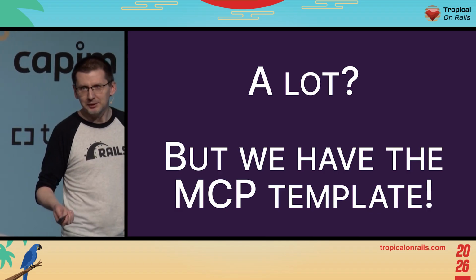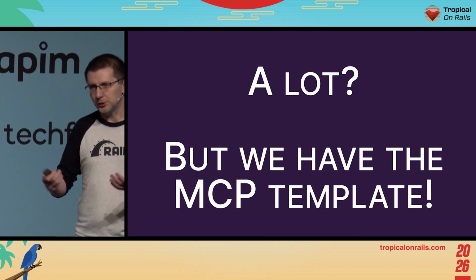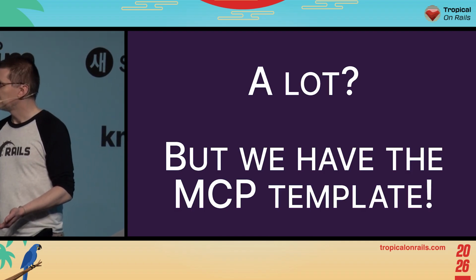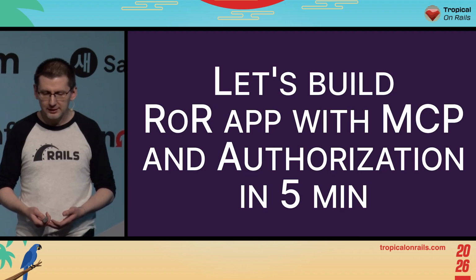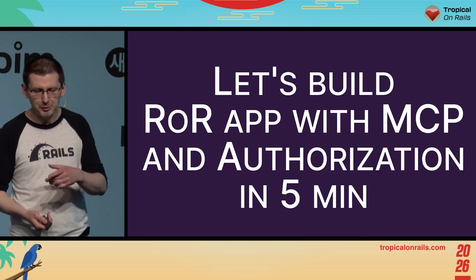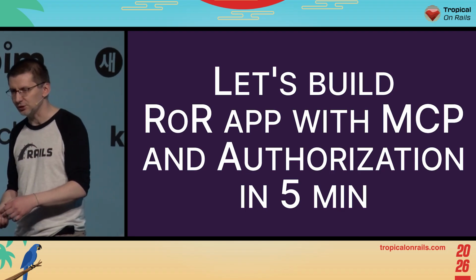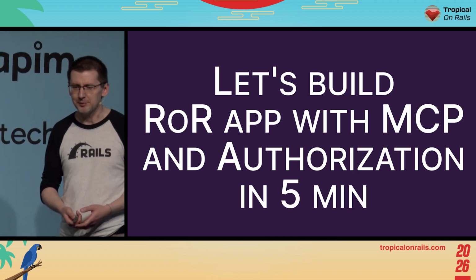And basically, you don't have to do that at all. It might be seen as quite a lot, but you can ask Claude to explain it all. But you don't have to do that. You have that in the template that I'm showing. So once again, we can build a Ruby on Rails application with MCP and authorization. And again, it shouldn't take us more than 5 minutes.